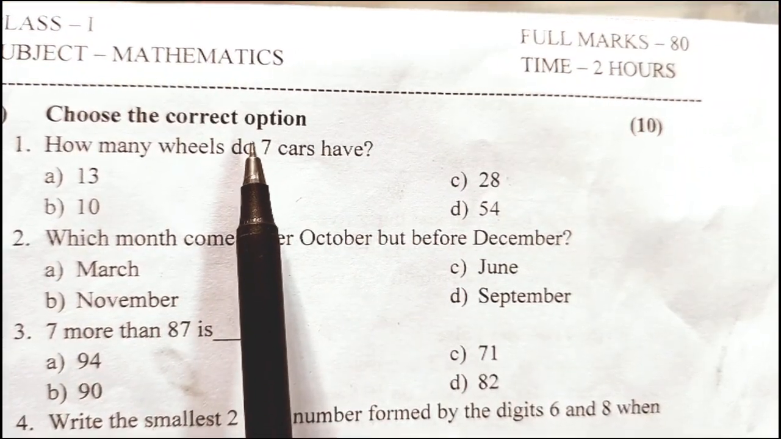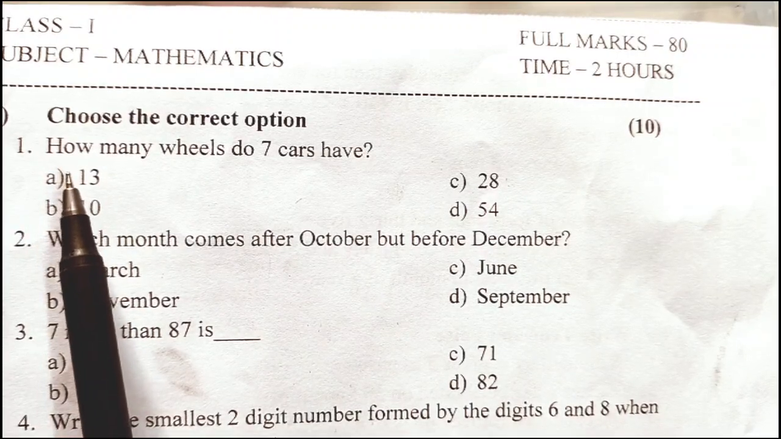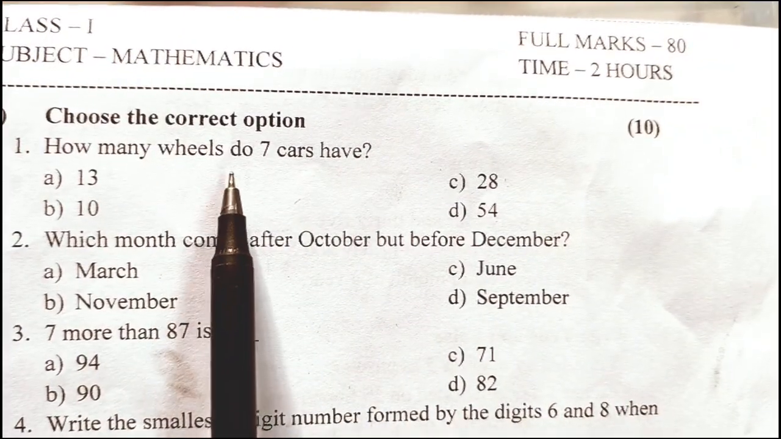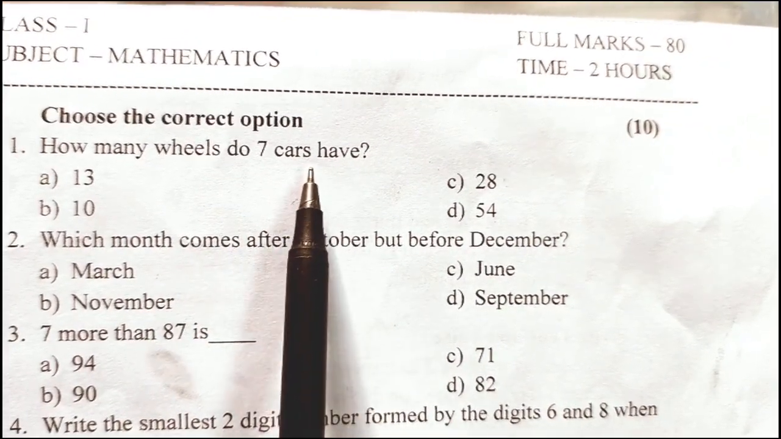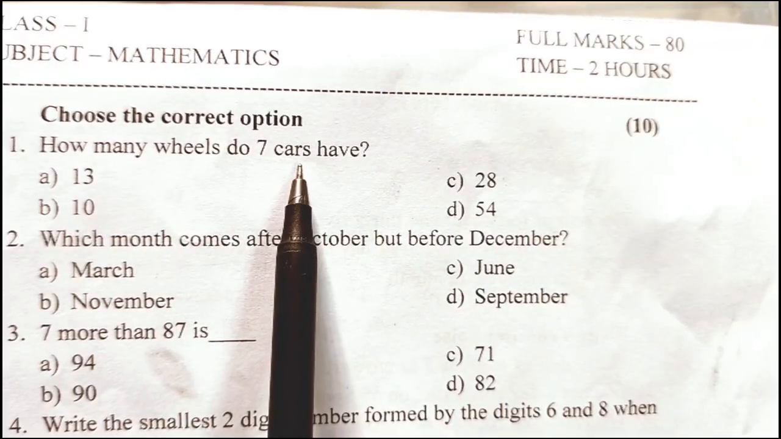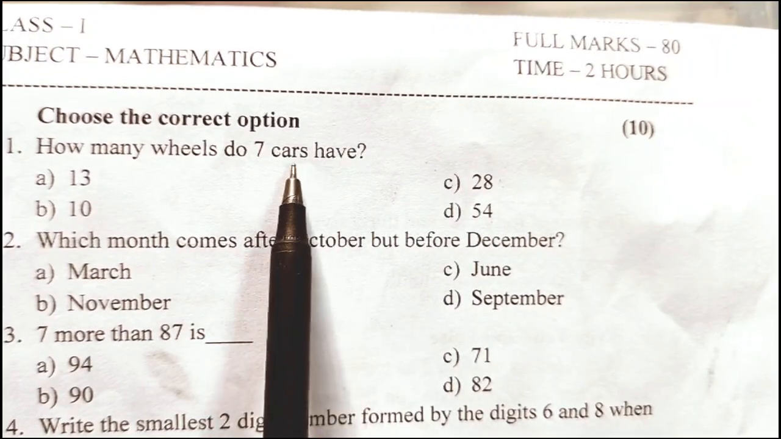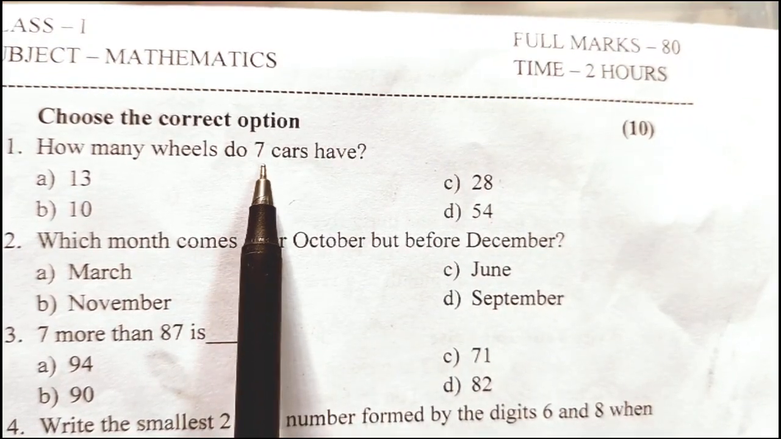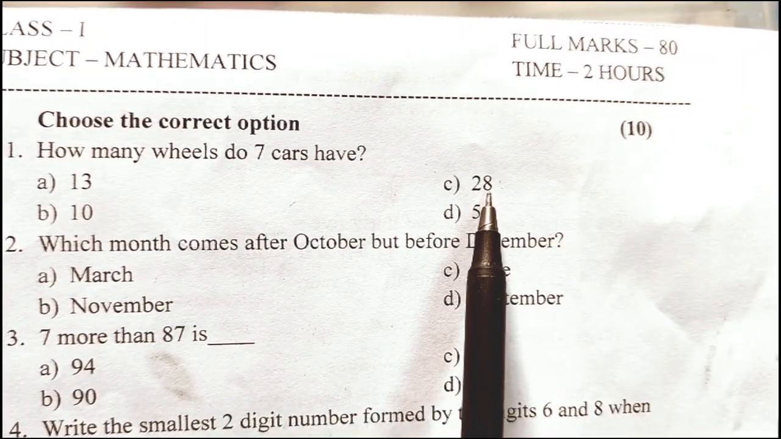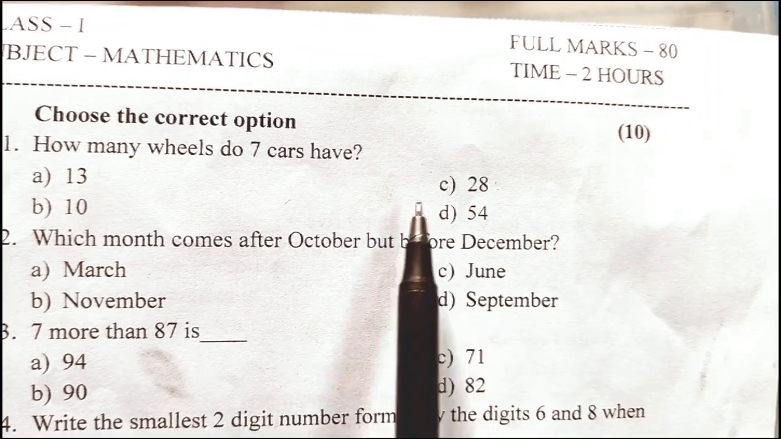Okay. So, question number 1 is, how many wheels do 7 cars have? Here we know that a car has 4 wheels. A car has 4 wheels, then 7 cars have 7 into 4. That means 7 fours are 28 wheels. Okay. The option C is the right answer.